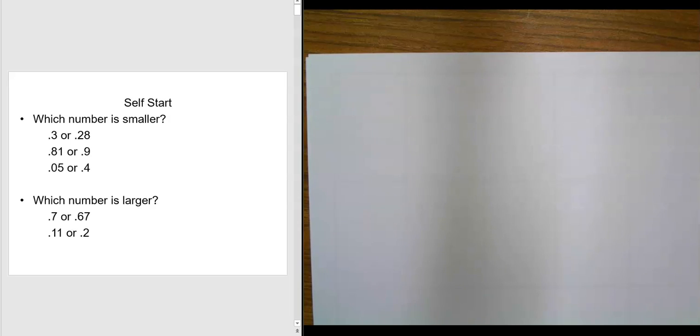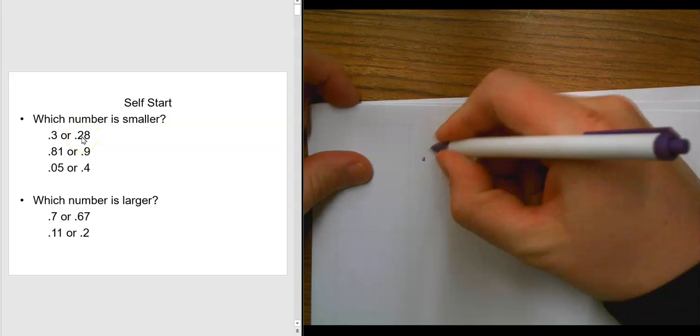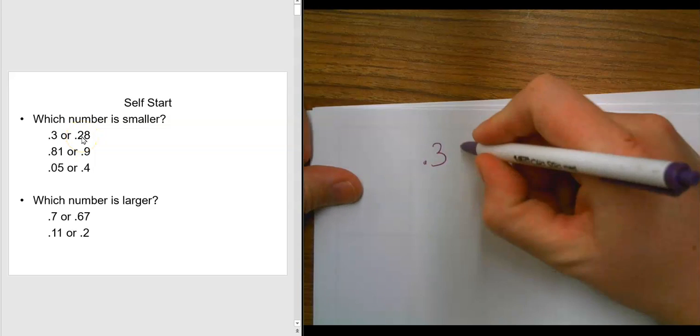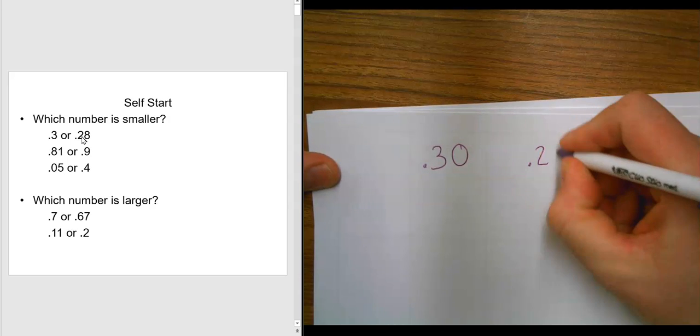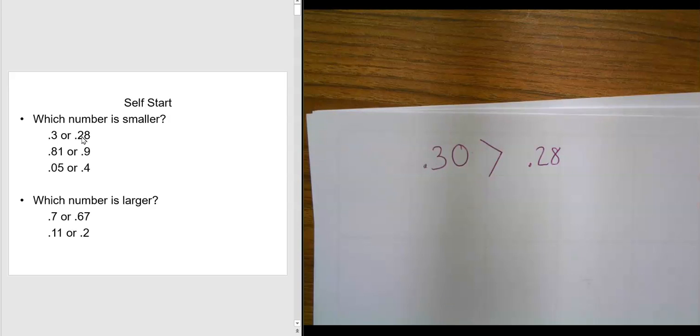I want to start out with the self-start. And the self-start today was based upon your test. There were a lot of you on your test that struggled with this, so we want to go over it. Which number is smaller, 0.3 or 0.28? 0.3 is the same thing as 0.30. So really it's asking which is smaller, 30 or 28. Well, 30 is bigger than 28.